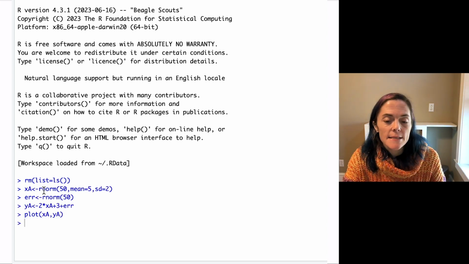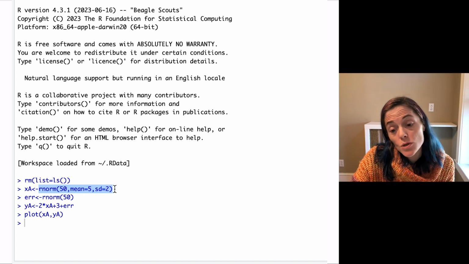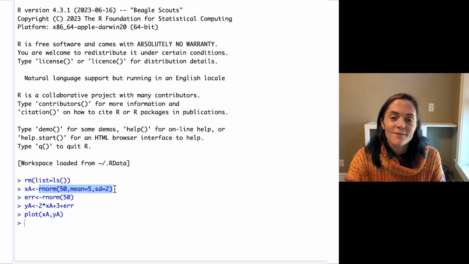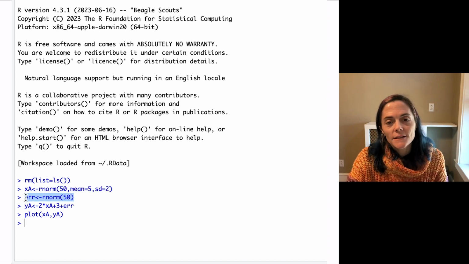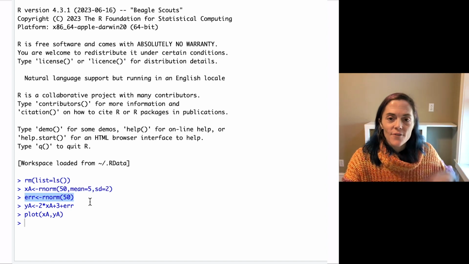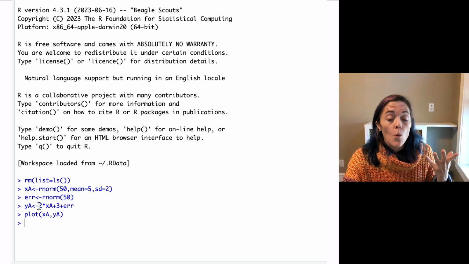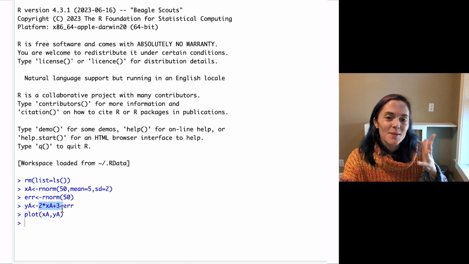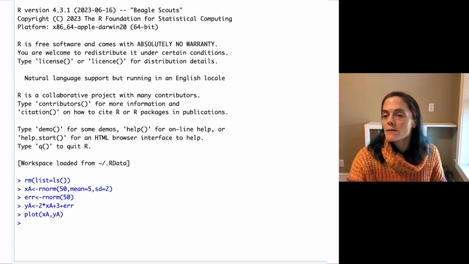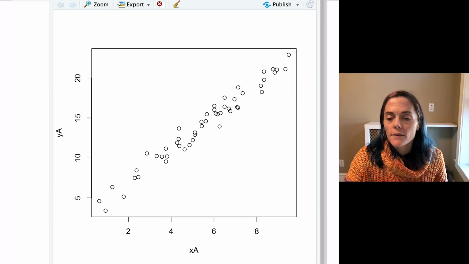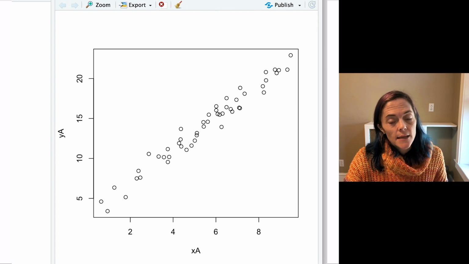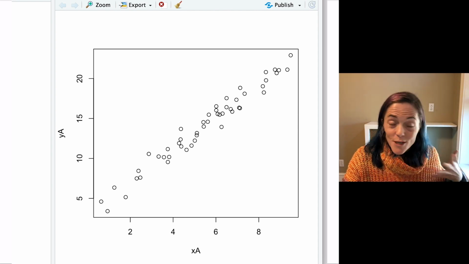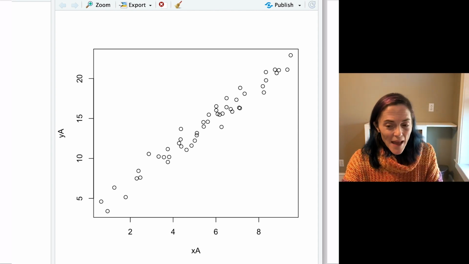What I've done is I take X as a random sample from the normal distribution of size 50, mean 5, standard deviation 2. Then I create this error vector where the errors come from the standard normal distribution. My vector Y, you notice I take 2x plus 3 and then plus this error. Okay, so let's look at a plot here. Visually, I see a linear relationship. Of course, it was created this way.